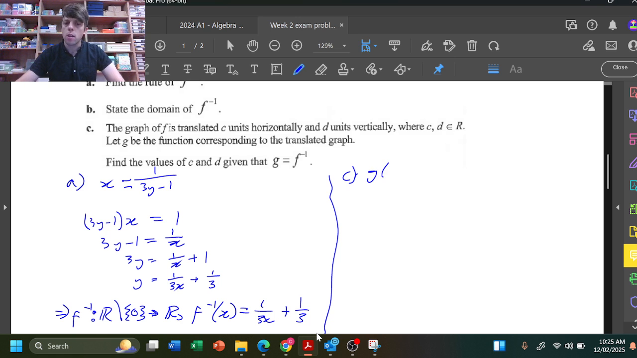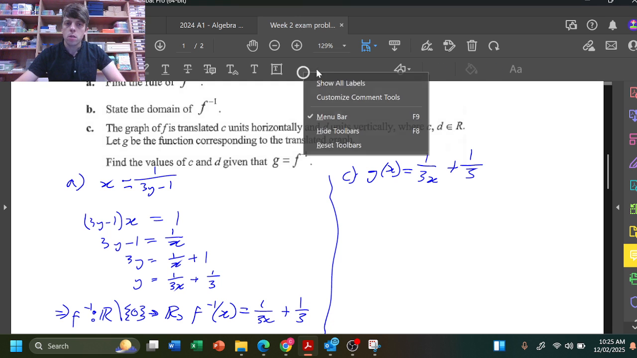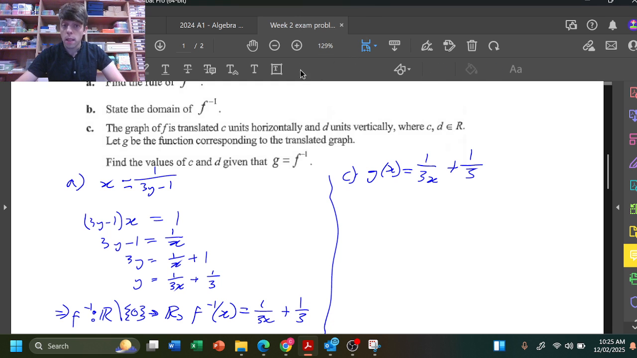Okay, so let's just chuck that in straight away. So we know G of x is equal to F inverse. So that means G of x is equal to 1 over 3x plus 1 over 3, because that's what we've defined F inverse as. Now let's try and unpack what all this translation stuff is talking about here. So first up, it says F is translated C units horizontally. So let me just use some notation that the specialist students might be familiar with, but everyone else will really benefit from thinking about transformations in this way.